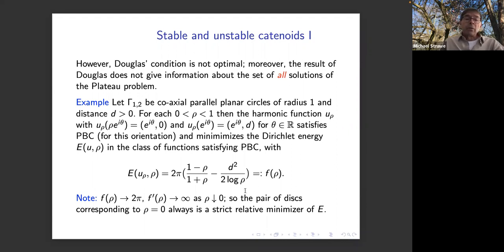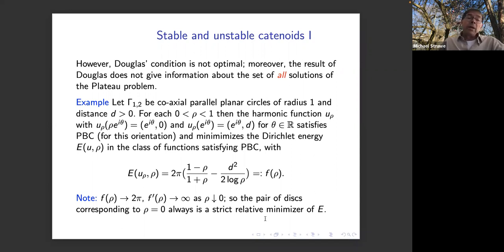Because log rho, of course, goes to infinity, so this term will vanish. Whereas f prime of rho goes to infinity as rho tends to 0, which means that we're approaching the value 2 pi from above. That means also that the pair of disks, the topologically degenerate comparison surface corresponding to rho equals 0, always is a strict relative minimizer of E when we extend the energy as I had noted above.